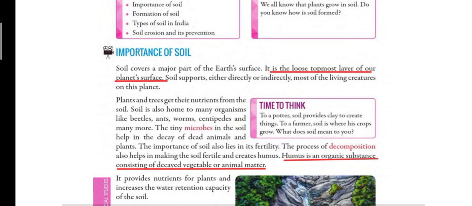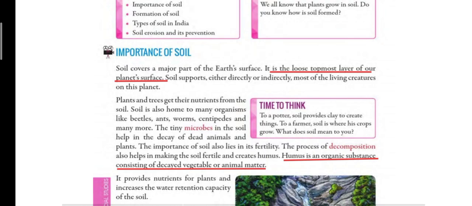So this humus is very important in soil so that the crops can grow very nicely and in a very healthy way. So what is this humus? As I have underlined, children, humus is an organic substance consisting of decayed vegetable or animal matter. So humus is nothing but organic substance which is made from decayed. Decayed means sada hua. So humus is made up of decayed vegetable and animal matter.